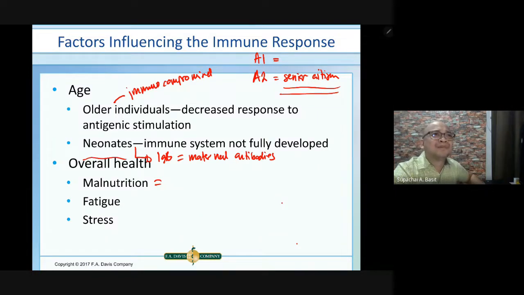We do not want to be too much exhausted. Okay, you should have enough sleep. So these are the things that we should be doing, particularly nowadays amidst the pandemic.